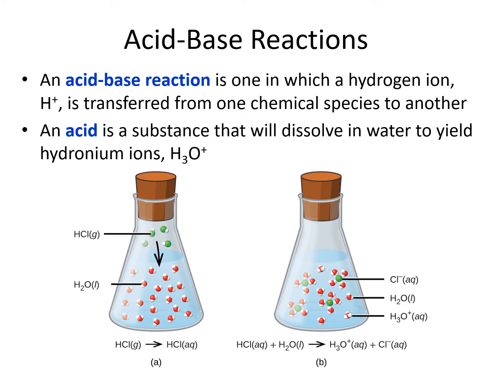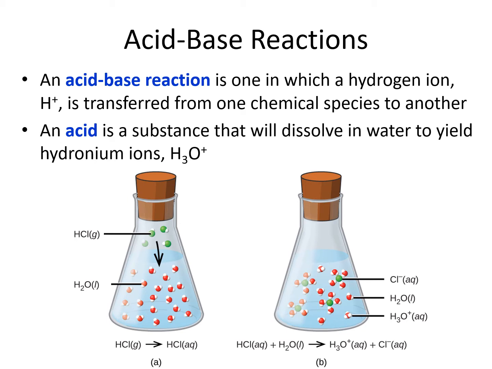Our second type of reaction is acid-base reactions. These involve transfer of a hydrogen ion, H+, from one chemical to another in the reaction. There are two parts to acid-base reactions, the acid and the base. Acids are defined as substances that can dissolve in water to make H3O+ ions. We have the special name for that ion, hydronium.